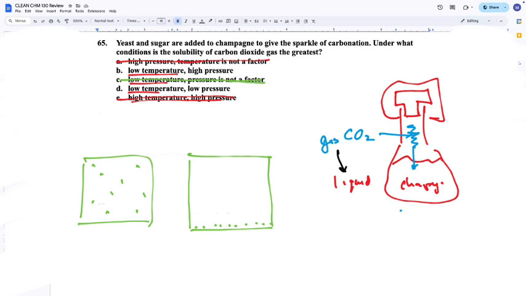Yeah. So to force the gas into the liquid, what do I need to do? I need to increase the pressure. I have to put an external force to force those gas particles to stop moving. Low temperature, high pressure. Does that kind of make sense?